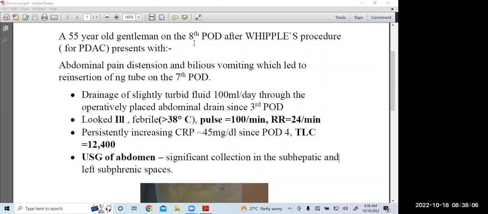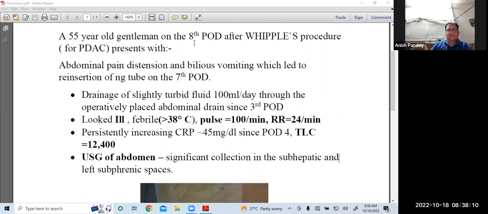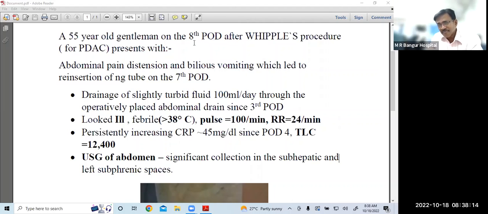Now, how would you like to manage this case? This is the patient in front of you, and you are trying to manage the patient. Anything else you would like to have? Any other information in this patient? Or are you happy with this? I'm not happy with this. This is a particular scenario pointing towards a pancreatic fistula. But on the 8th post-op day, are you happy, or would you like to ask some more questions and make some more assessment?